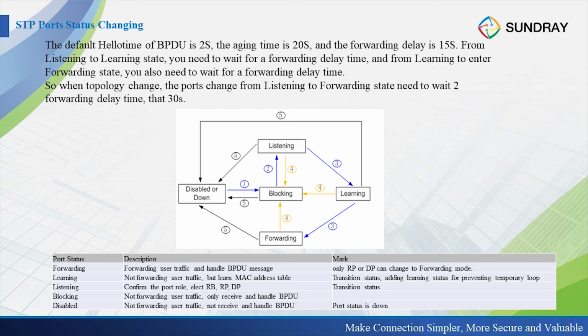And for the listening status, it is used to elect the root ports, root bridge, and the designated ports. And for the blocking ports, it receives the BPDU, but actually it doesn't handle this message, and also it does not forward the user's data. And for the disabled port, it does not handle the BPDU packets, and also does not transfer user data. Actually, for this disabled port, the status is shut down.